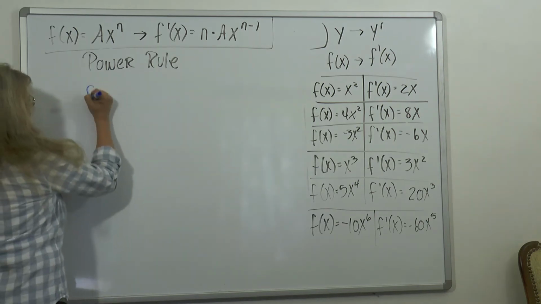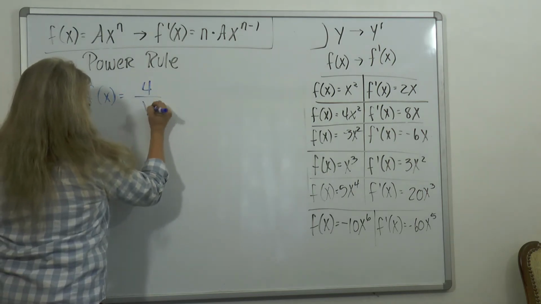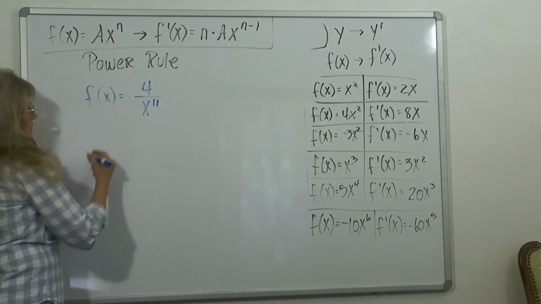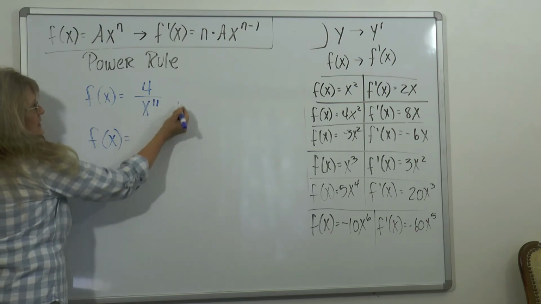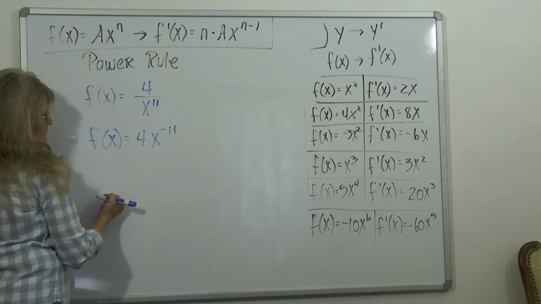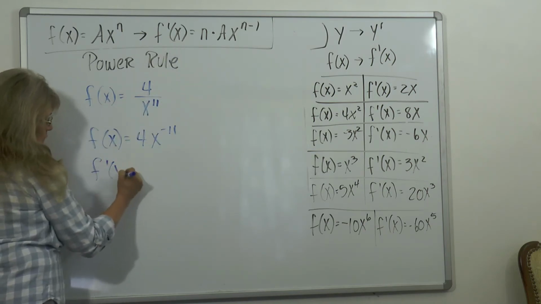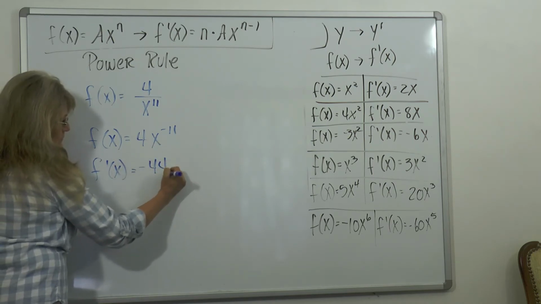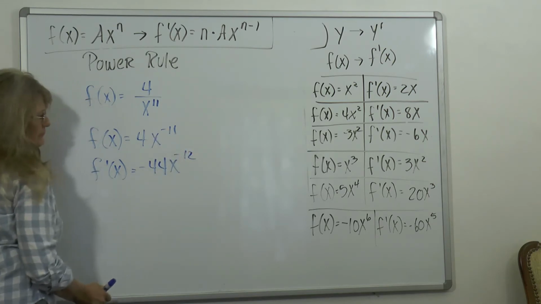Okay, so suppose we have f of x is equal to 4 over x to the 11th power. I'm going to rewrite this before I take the derivative, and I'm going to bring this x to the 11th up. So 4x to the negative 11. Now I can just follow my power rule. F prime of x, negative 11 times 4 is negative 44. And then negative 11 minus 1 is negative 12. That's fine.